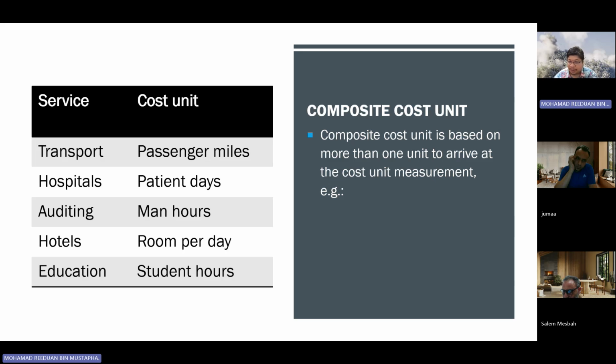But in the private hospital, where their objective is to make money, they expect patients to stay more. And then the auditing for accounting and finance jobs, you can count it based on the man hours. Actually, the same goes for your departments. When you do work with others, you can use the man hours. Every executive, every manager, every supervisor has their own rate to be charged.